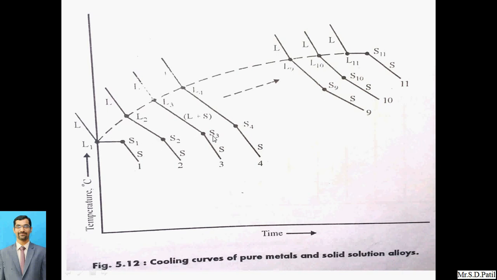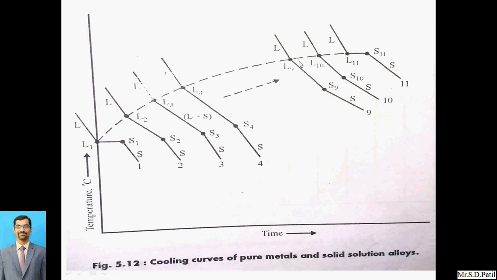Again we can join these points, from S1, or here we can say S0, to S11. We have to join all of those, and this will be the cooling curve. That is again the solidus temperature we have explained, S1 to S11. Since materials 1 and 11 are pure metals, they solidify at a constant temperature, and hence their liquidus and solidus temperatures are the same, that is L1 is equal to S1, and at the end L11 is equal to S11. So the temperature will be the same.